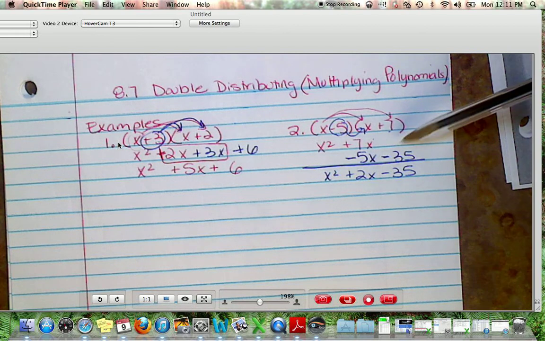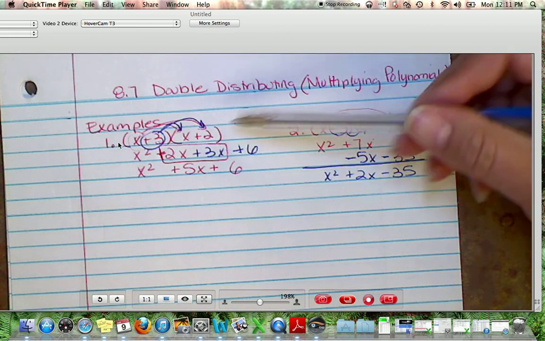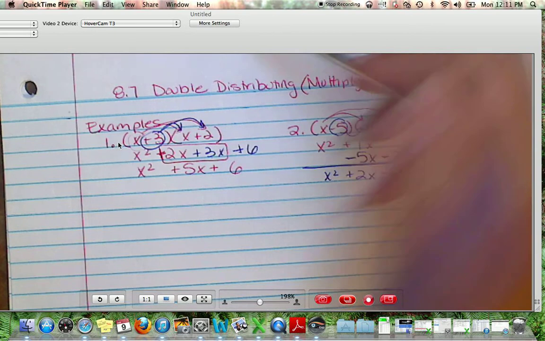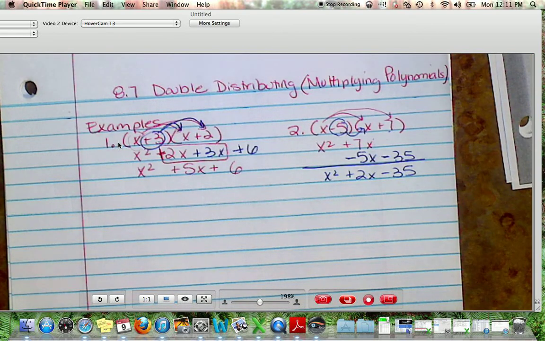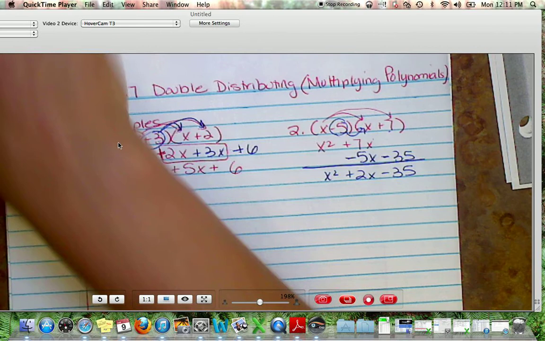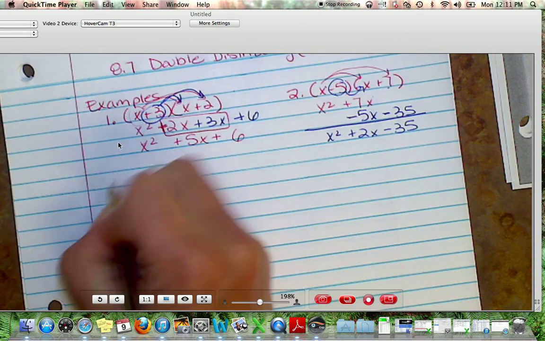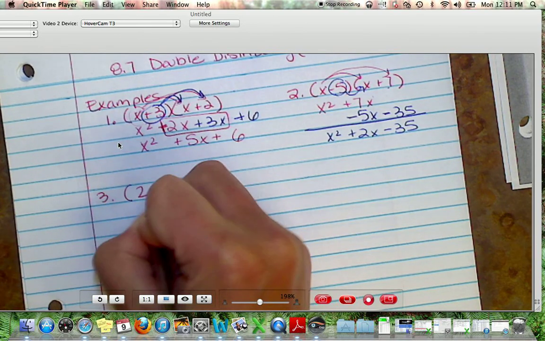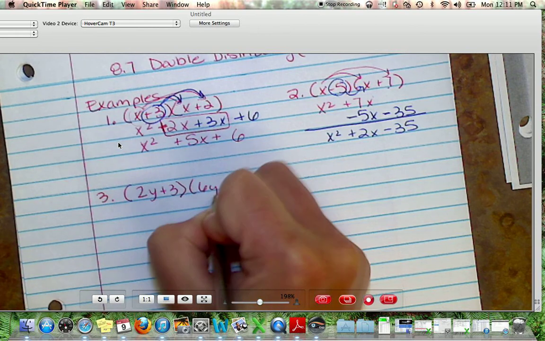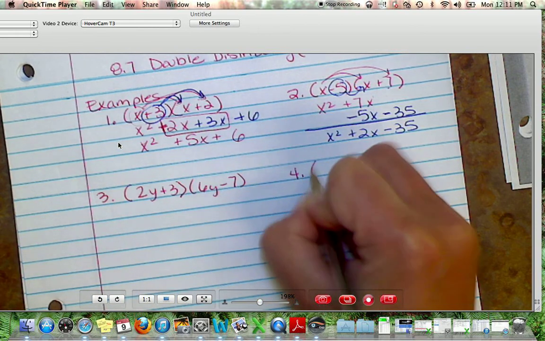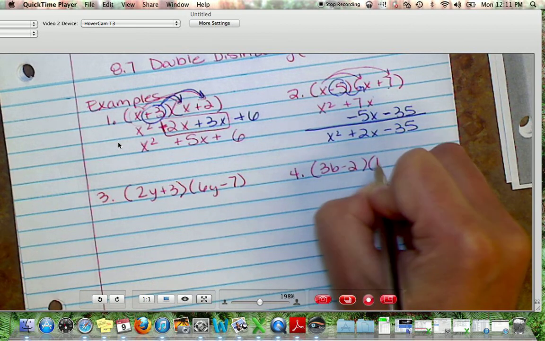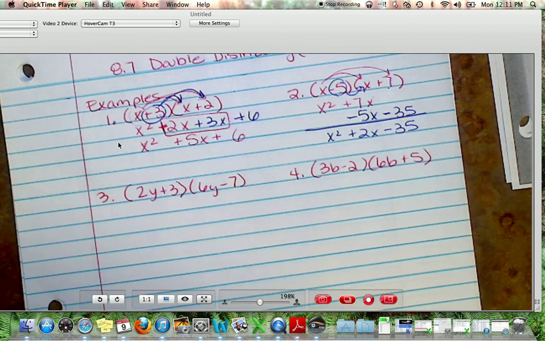Now, in this particular problem, stacking it doesn't seem like it would save you much space or time. But in some other problems, I'll show you some larger problems where it gets a little more challenging and the stacking might be helpful. So I want you to try 2y plus 3 times 6y minus 7, and this one, 3b minus 2 times 6b plus 5. I want you to try those two on your own. Go ahead and push pause and then come back and check it.